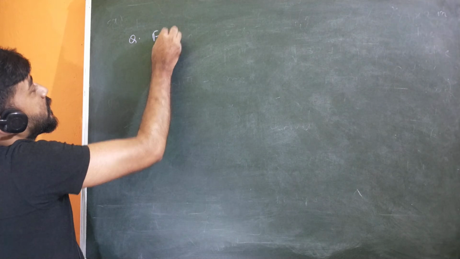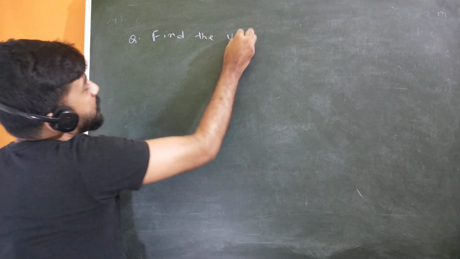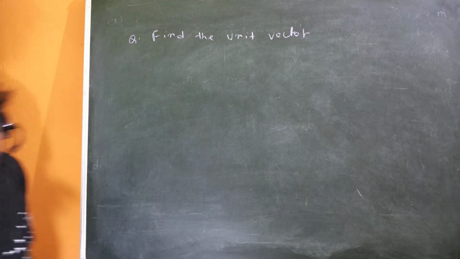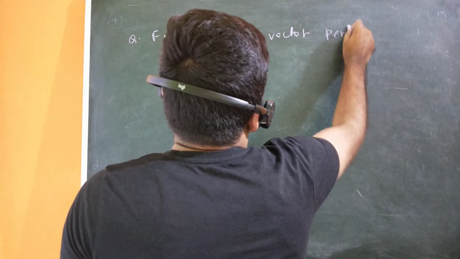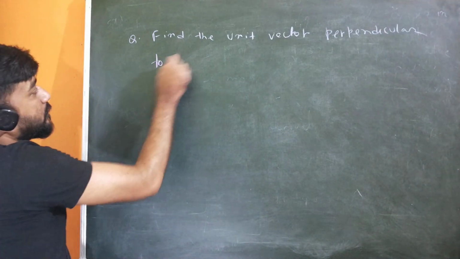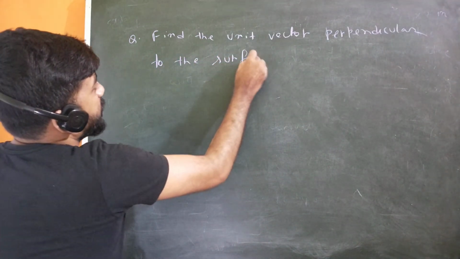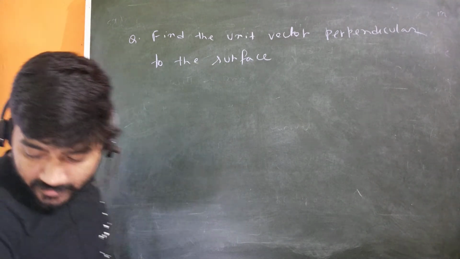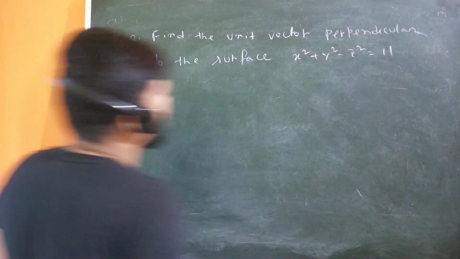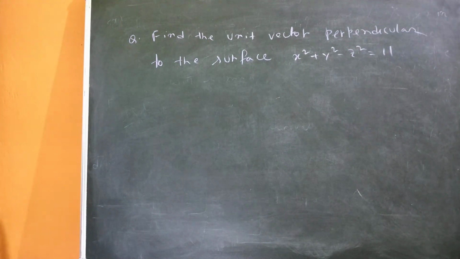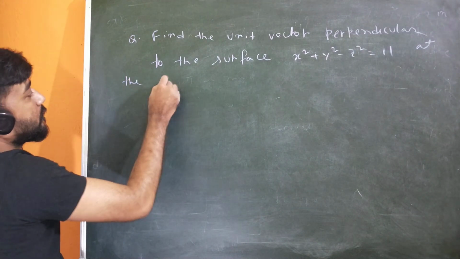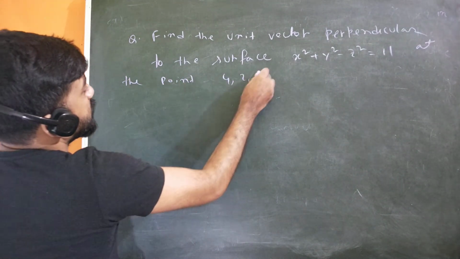Find the unit vector perpendicular to the surface, and the surface is given here: x square plus y square minus z square is equal to 11 at the point 4, 2, 3.